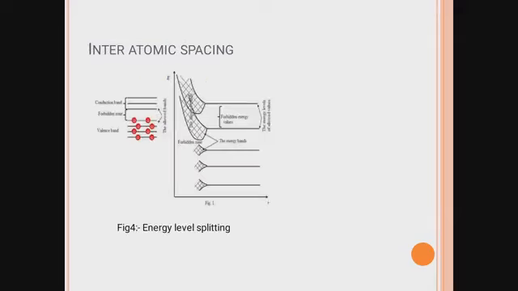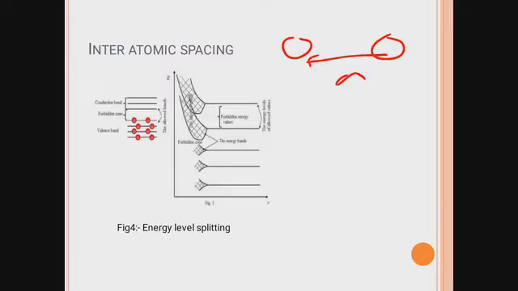Now this slide represents the energy level splitting versus interatomic spacing. If we consider two atoms and their maximum distance, suppose 100 angstrom or 1 micrometer, then the distance between the two atoms, this is atom A and this one is atom B, measured from the nucleus at the center towards the center of the next atom, is called the interatomic spacing, which is denoted by a.